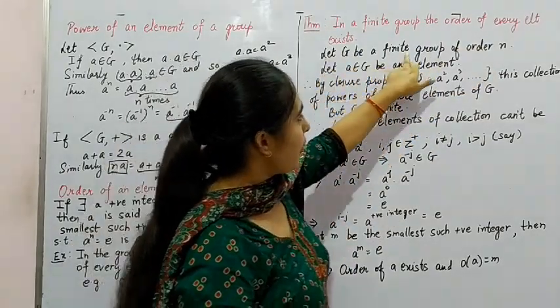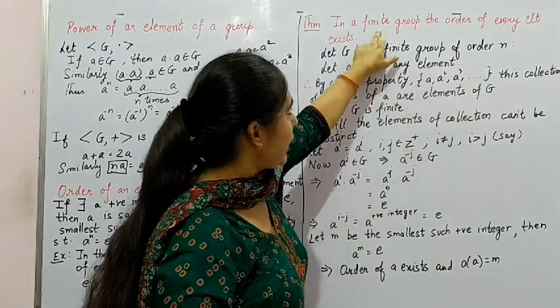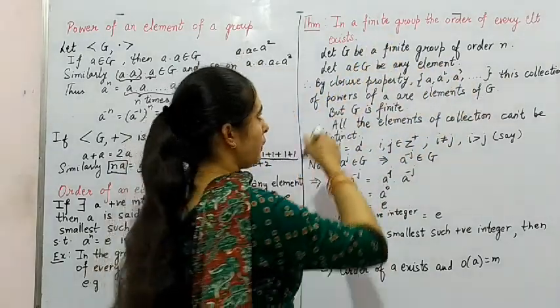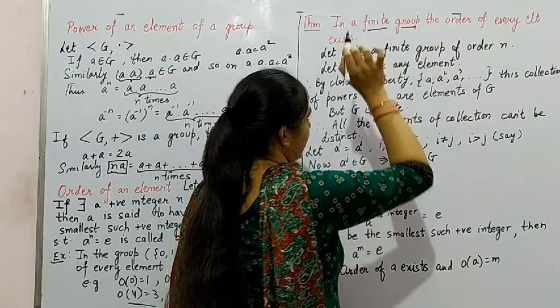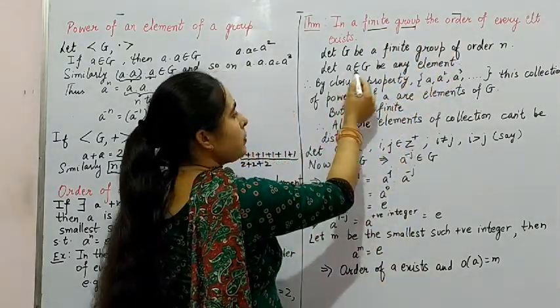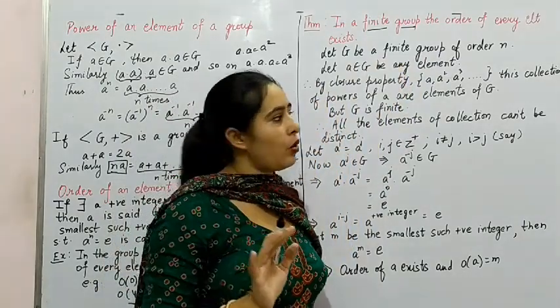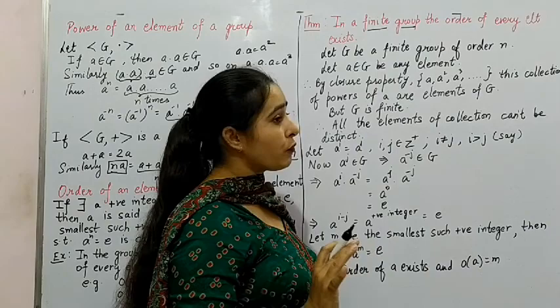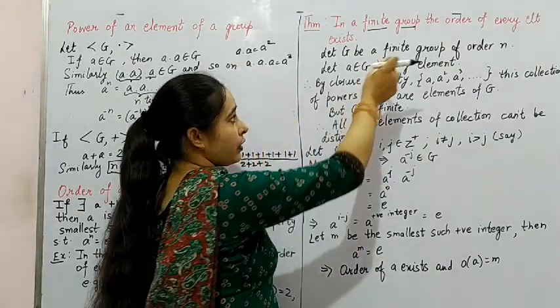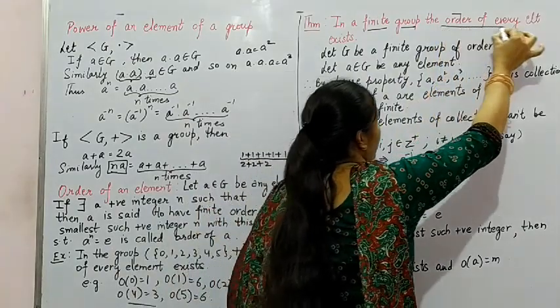Let G be a finite group of order n. We have taken G as a finite group, which is given to us in the statement. Let a belong to G be any element. We have taken any arbitrary element of G. Now we have to show that the order of this element exists.